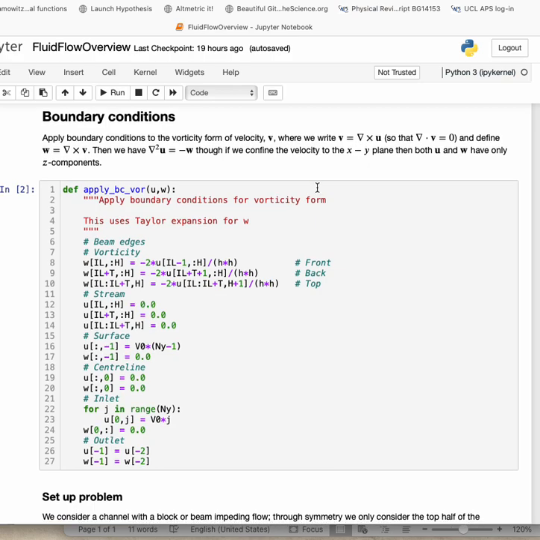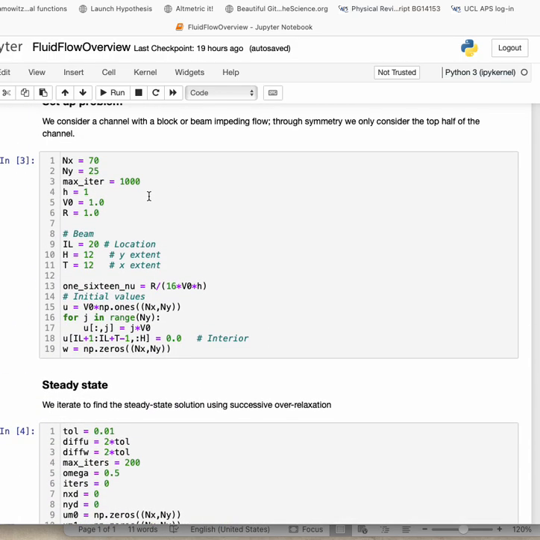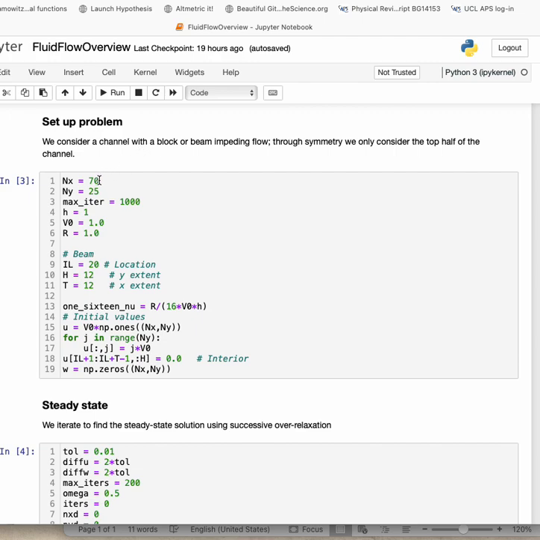So we start off with boundary conditions here, and these are the boundary conditions we've set up for the block and the edges of the stream. It's a simple Python function on u and w. We then have a little bit of code where we set up the channel, so we set up the length and the width, we set up the maximum number of iterations and the grid spacing and various velocities, we put the beam in, and we create the initial values.